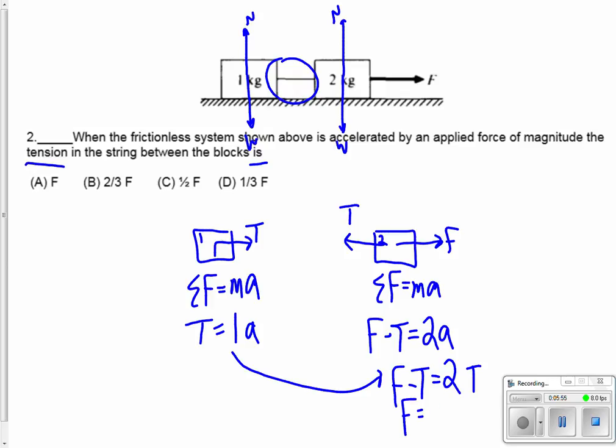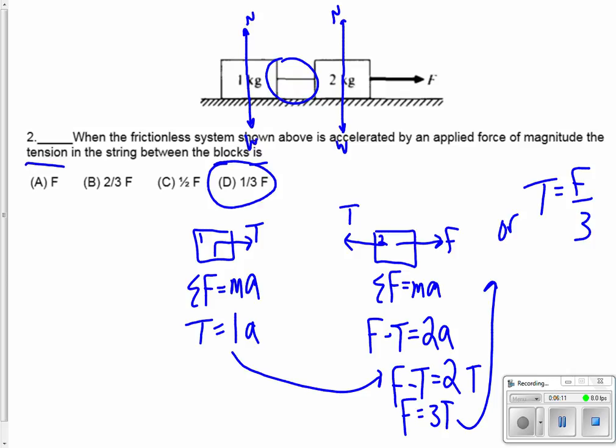F equals 3T, or the way they want it, T equals F over 3, right? So T equals F over 3, 1/3 F. That makes sense, right? Take a look at what we're saying.